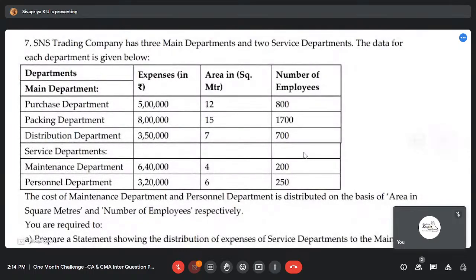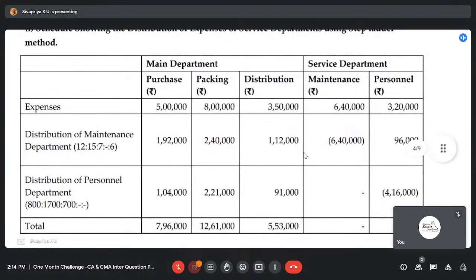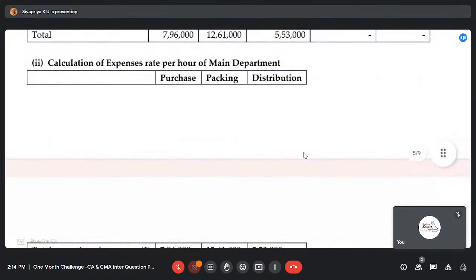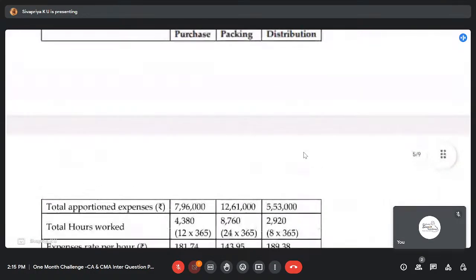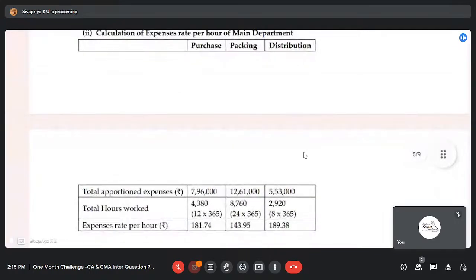Question number 7. Service department expenses are distributed using the step ladder method. The main departments' totals are: purchase 7,96,000, packing 12,61,000, distribution 5,53,000. Calculation of expense rate per hour of main departments: for purchase it is 181.74, packing 143.95, and for distribution 189.38.